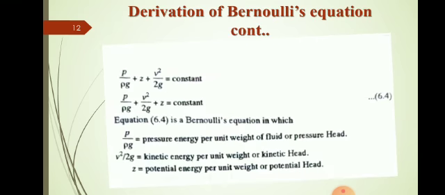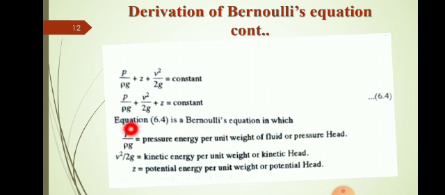Now dividing by g, the equation takes the form p by rho g plus z plus v square by 2g is equal to a constant. Rearranging, p by rho g plus v square by 2g plus z is equal to a constant. This is a very important relation, and this relation is known as Bernoulli's equation.